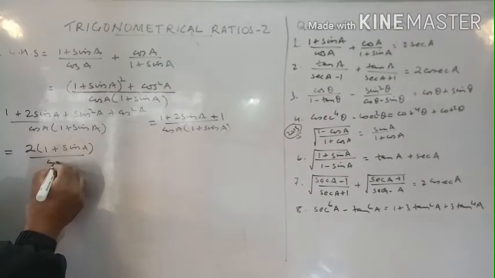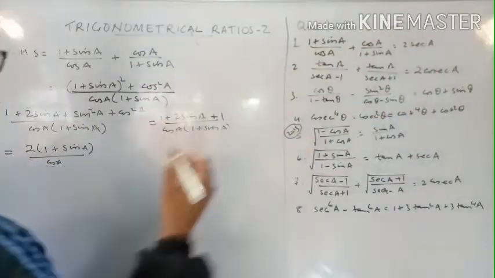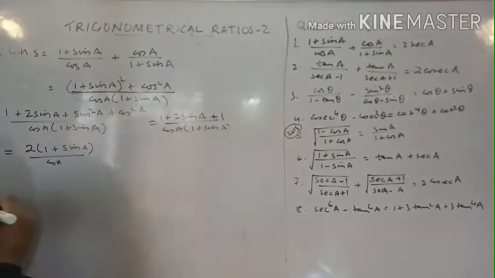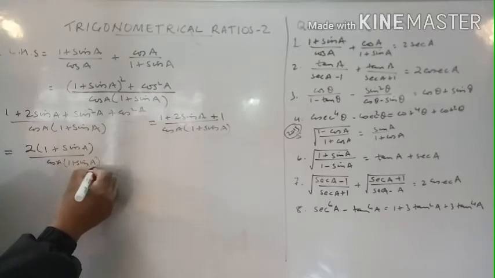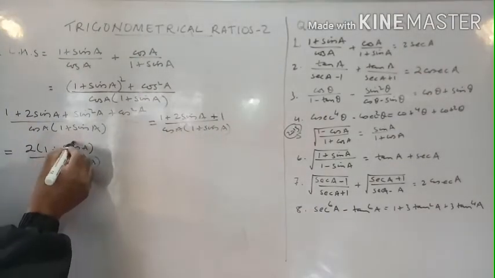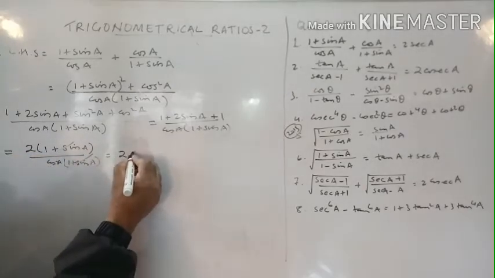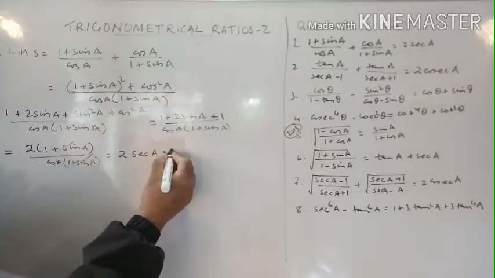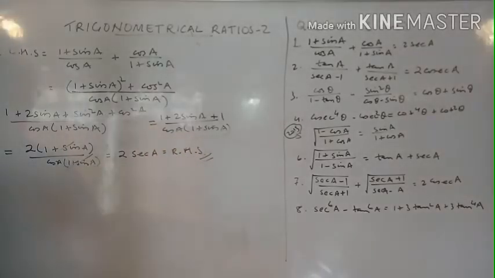See, RHS we have 2 sec A. So we have to cancel this 1 plus sin A, because in the RHS we have 2 sec A. So 1 plus sin A cancels, so 2 by cos A. 2 by cos A is 2 sec A, because 1 by cos A is sec A. So it is the RHS. So it can be proved this way.